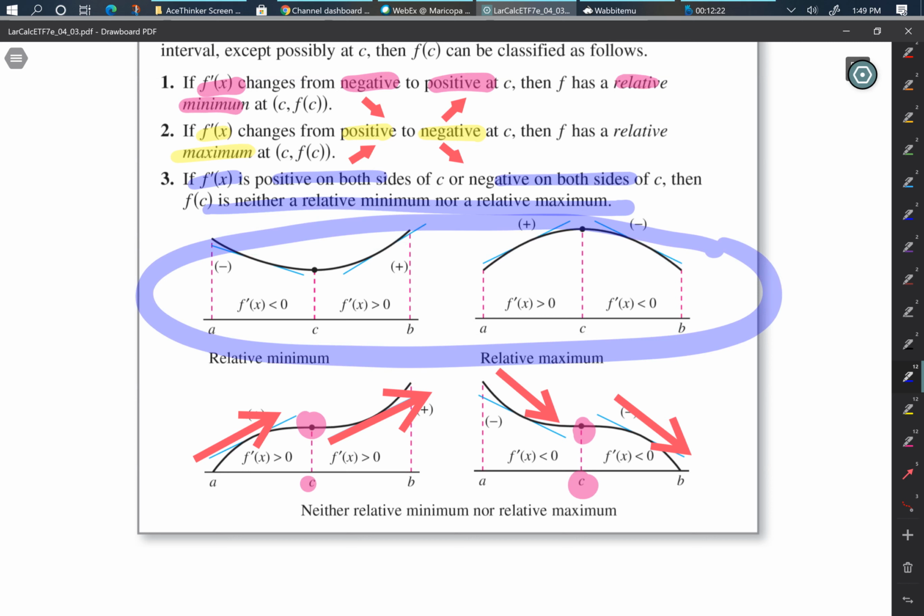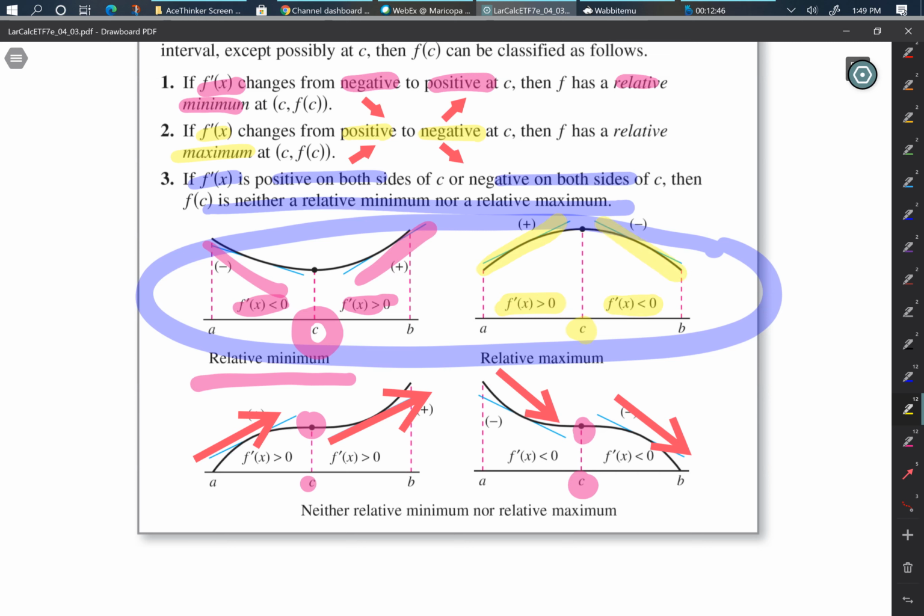So just to review, when is it a minimum? It's a minimum when you have a critical number, derivative to the left is negative, decreasing, derivative to the right is positive, increasing. It is a maximum when you have a critical number, derivative to the left is positive, increasing, derivative to the right is negative, decreasing. Then we have a maximum.